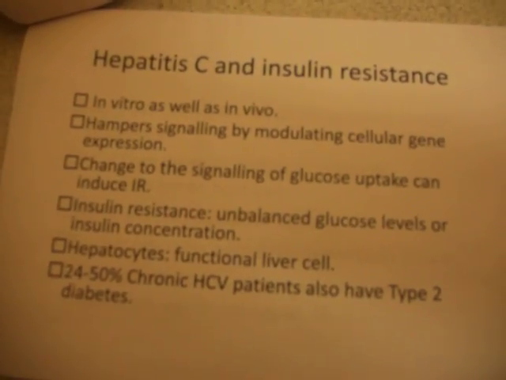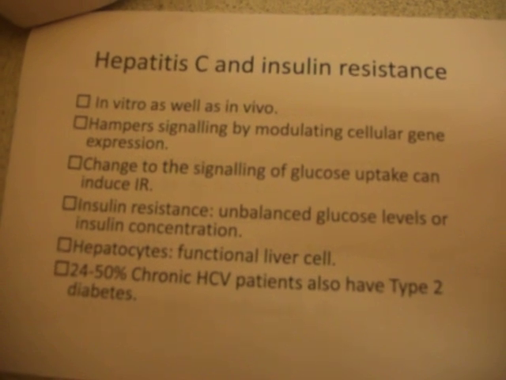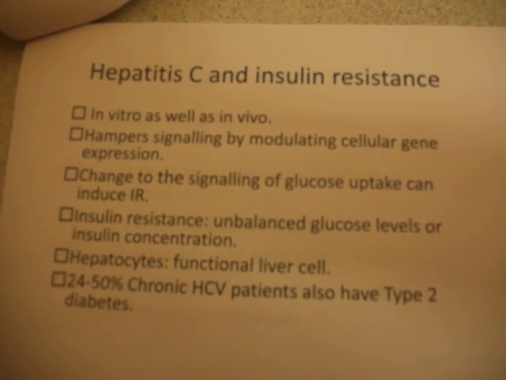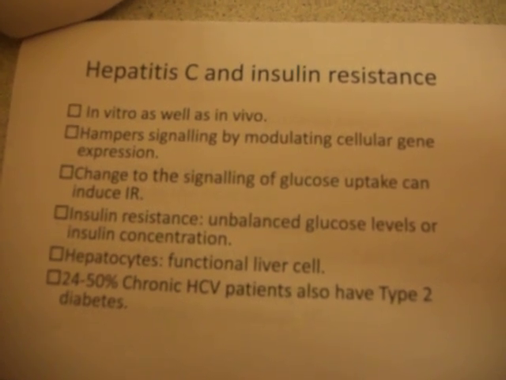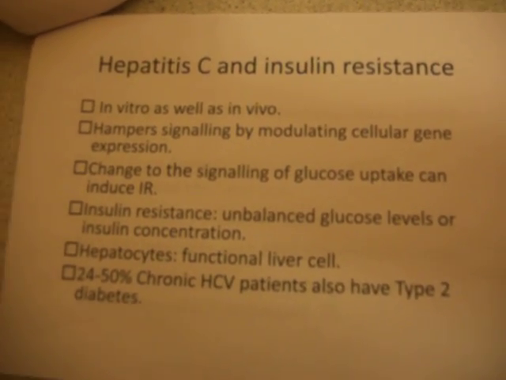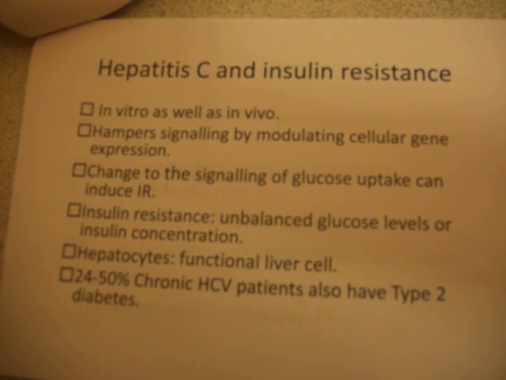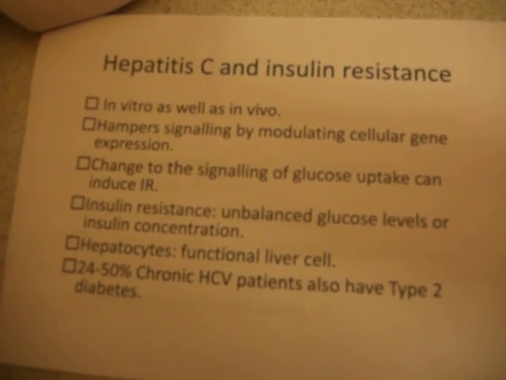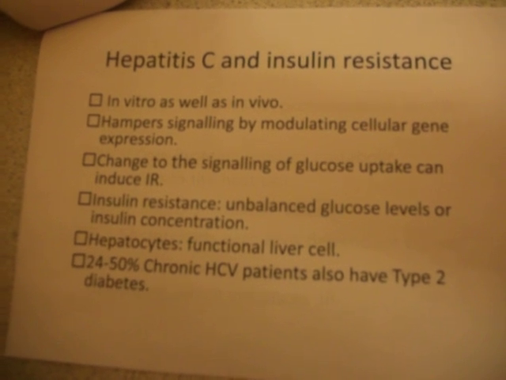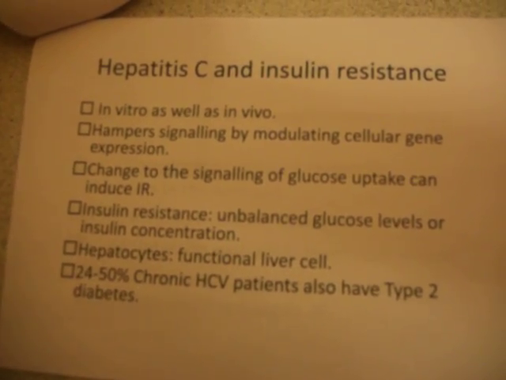Chronic hepatitis C can induce both insulin resistance and type 2 diabetes in vitro as well as in vivo. This is because both the structural and non-structural proteins of the hepatitis C virus, also known as HCV, hamper insulin signalling by modulating cellular gene expression. This could lead to type 2 diabetes if the level of insulin resistance is significant.